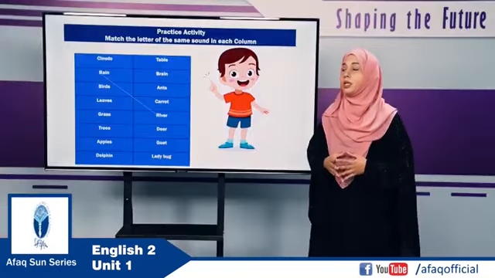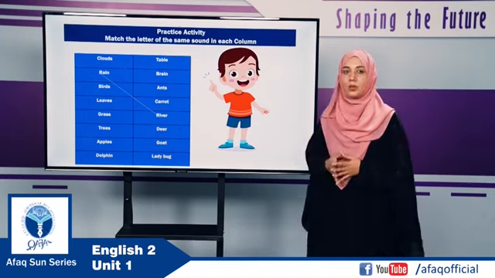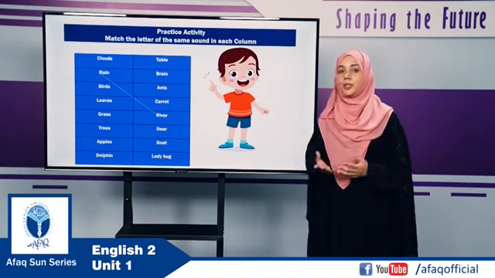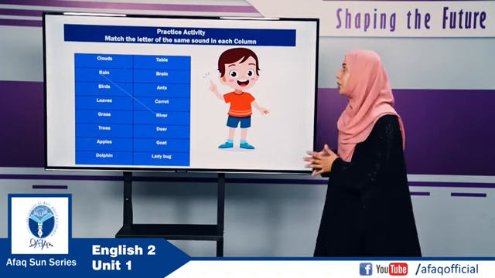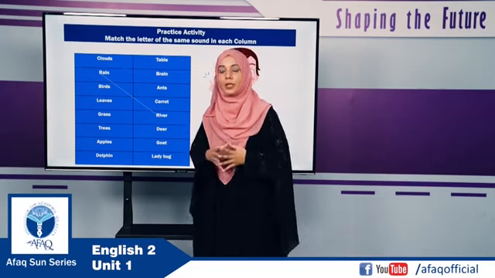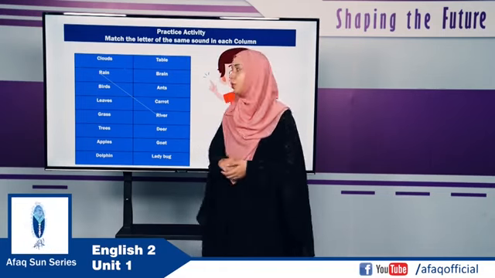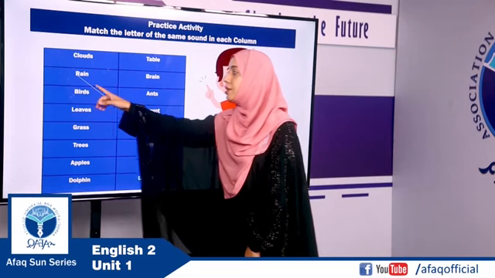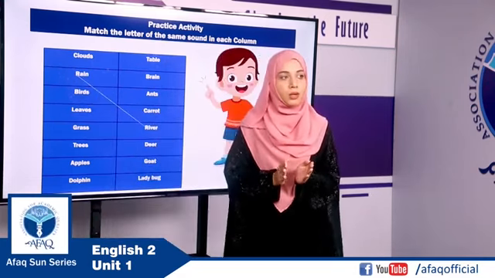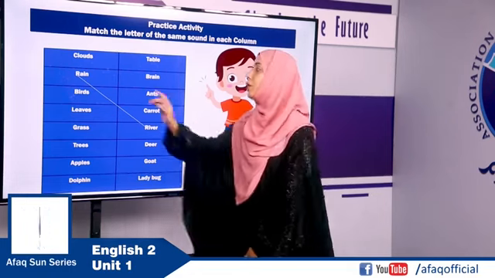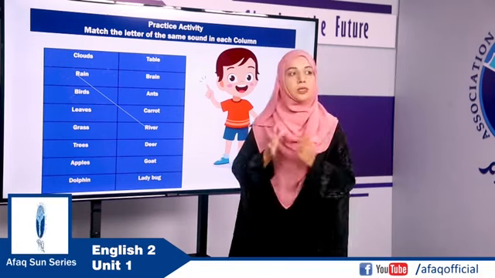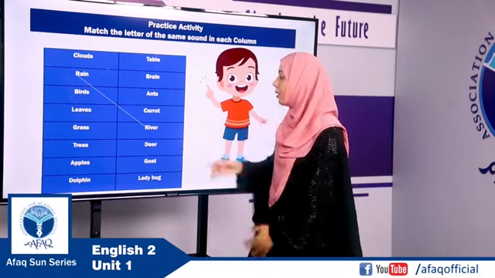Alright students, now it's time for practice activity. You have already learned to say the sounds of different letters in random order. Now I want you to solve this activity. In this activity, you have to find words that start with the same sound. For example, this is the word rain. It starts with R sound, R, R, R. You have to find a word in the second column that starts with the same sound, R.